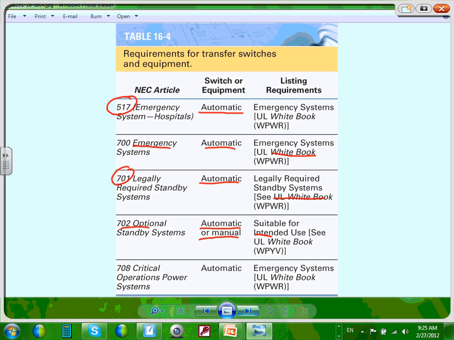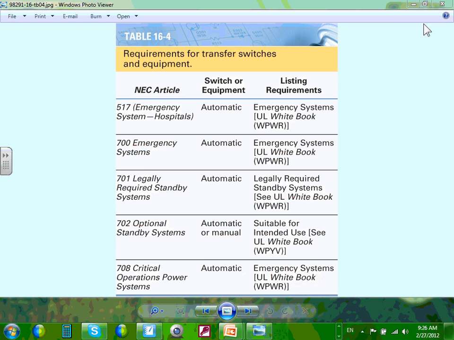Suitable for the intended use, doesn't have to be listed for emergency. Critical operation, yes, auto. And the same thing, the white book talks about it. So these are kind of which one need auto. Again, the only one that does not need auto is what? Optional. It's called optional, right? So that's a few things about generators.